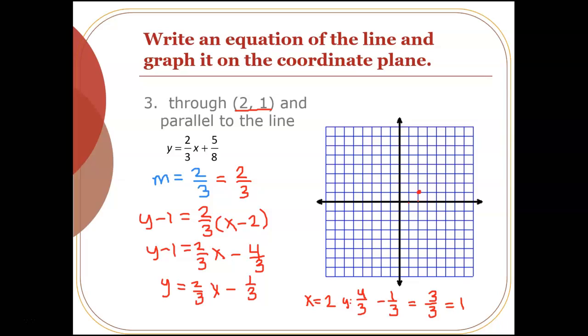Remember that once you know your given point, you can always start with that and use the slope. So we have 2/3 as our slope. So it's going to go up 2 and right 3, or down 2 and left 3.